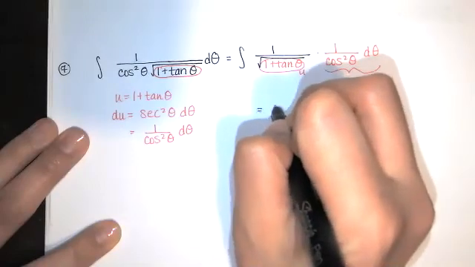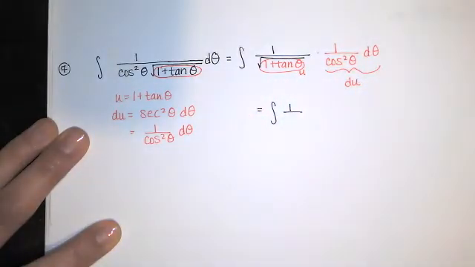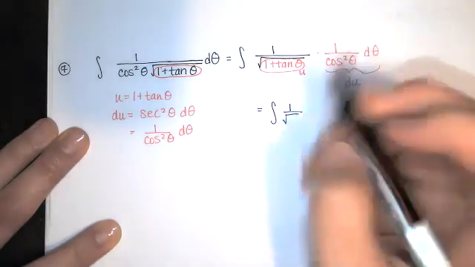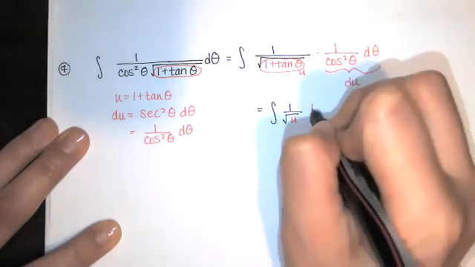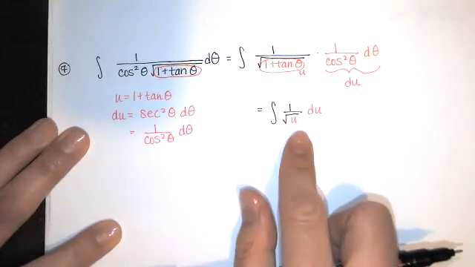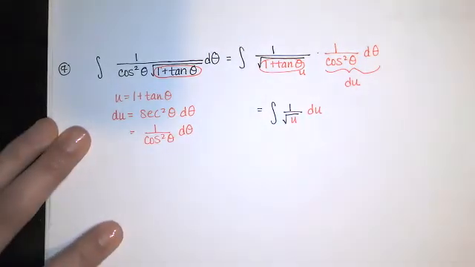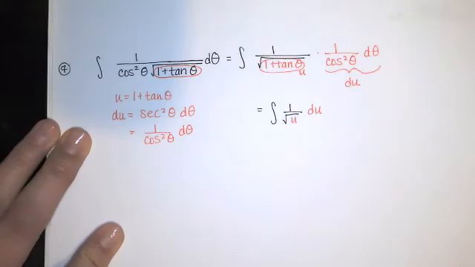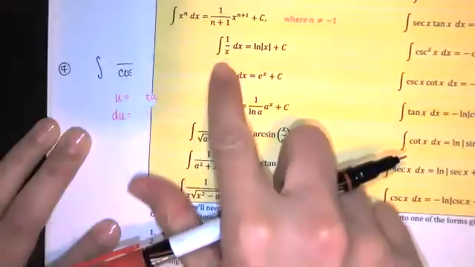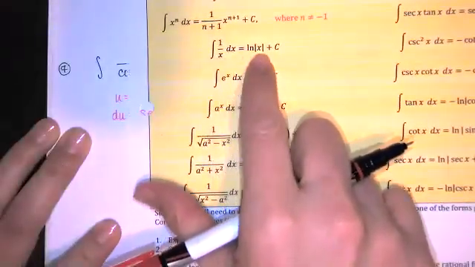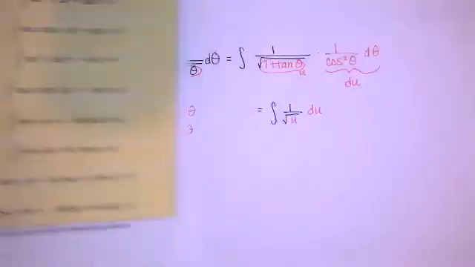So we want to write this entirely in terms of u now. I replace that with a u. I replace that with du. I ask myself, do I have a rule for that? Be careful. It's not natural log of the square root of u. So many students do that.